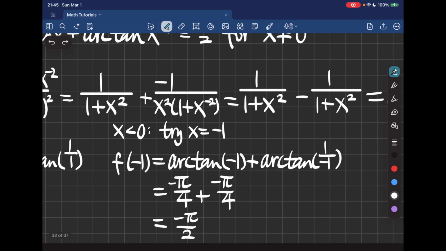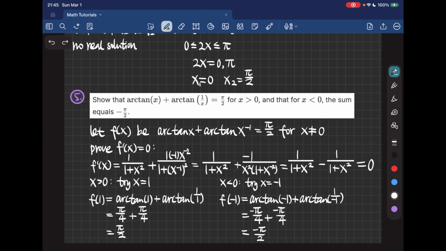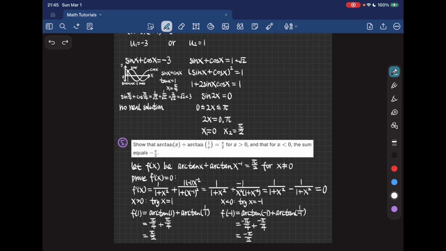For x smaller than 0, you can try x equal to -1. So arctan -1 plus arctan 1 over -1 is just two negative pi over 4 added together, and you will have negative pi over 2, and you just verified it. And that's how it works.